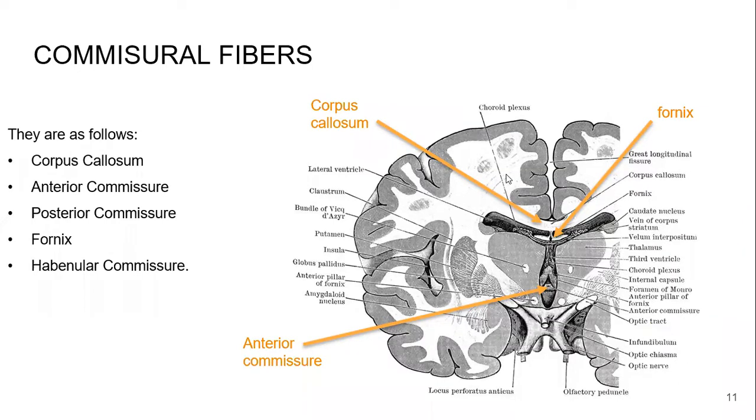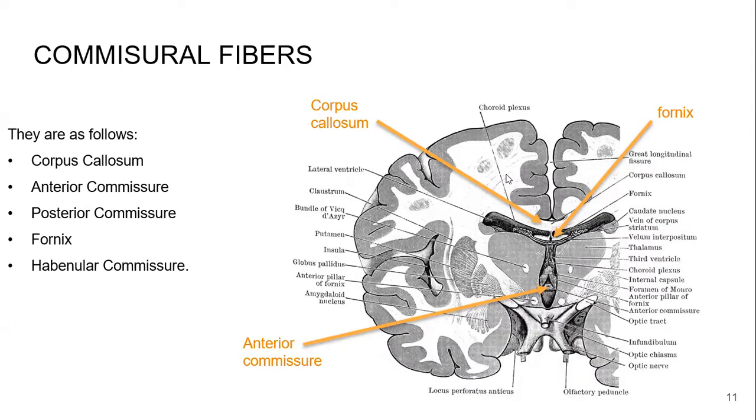The fornix is composed of myelinated nerve fibers and constitutes the efferent system of the hippocampus that passes to the mammillary bodies of the hypothalamus. The nerve fibers first form the alveus, which is a thin layer of white matter covering the ventricular surface of the hippocampus, and then converge to form the fimbria.